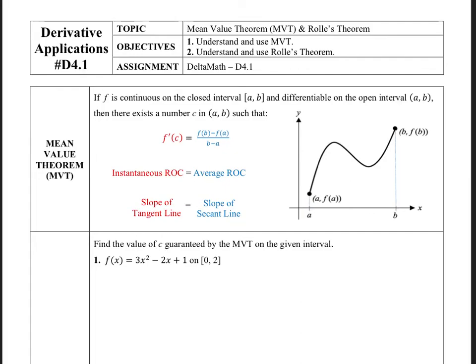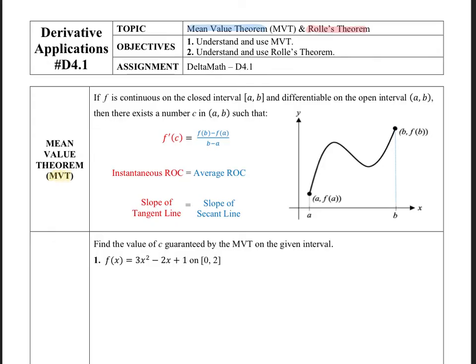We are going to start our derivative applications unit with two theorems. The first one is called the mean value theorem, and the second one closely related to it is called Rolle's theorem. The mean value theorem first is abbreviated MVT, and that's a pretty standard abbreviation.